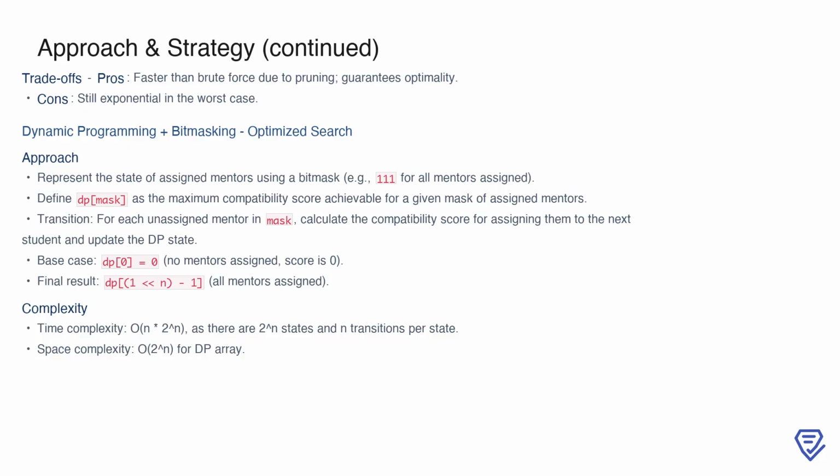The key is to define dp[mask] as the maximum compatibility score achievable for a given state of assigned mentors. For each student, we transition between states by assigning an available mentor, calculating the compatibility score, and updating the dp state. This ensures that we systematically explore all possibilities while avoiding redundant calculations.